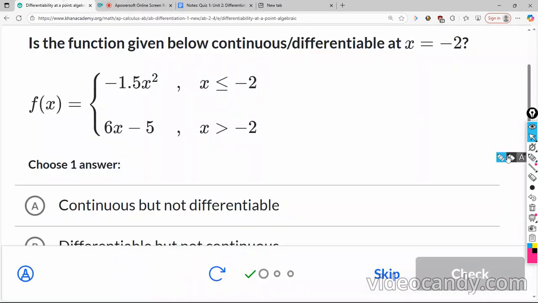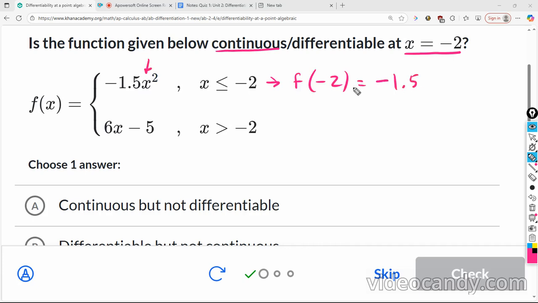All right, last one. At x equals negative 2, let's test for continuity first. Okay, so we have f, that's going to be f of negative 2. So plug in negative 2 right there. It's negative 1.5 times negative 2 squared. Okay, that's going to be negative 1.5. Negative 2 squared is 4. And that's going to equal negative 6.